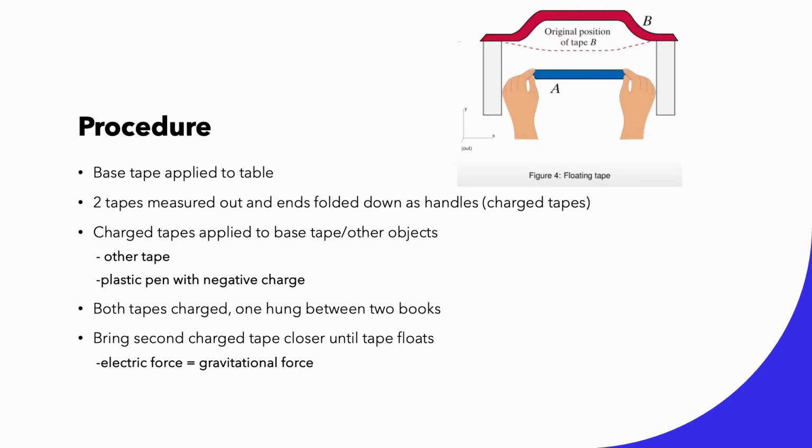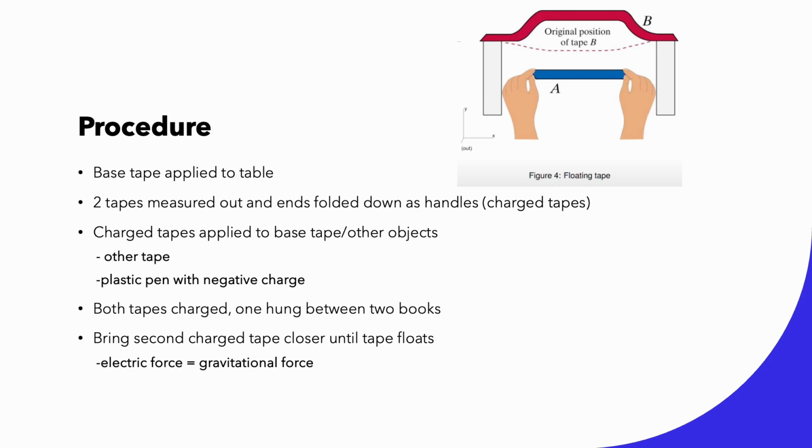To do this experiment, the base tape was applied to the table, and then two tapes were measured out, and the ends were folded down as handles. So these were the charged tapes, and you can see that in the diagram on this slide. The charged tapes were applied to the base tape and the other objects, so the other objects included the other tape or the plastic pen that we charged negatively by rubbing it against your hair or your clothing.